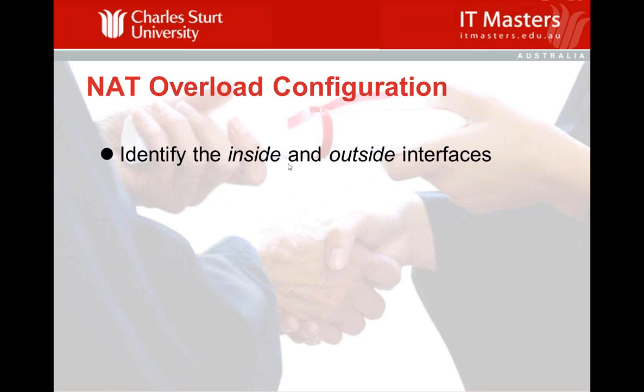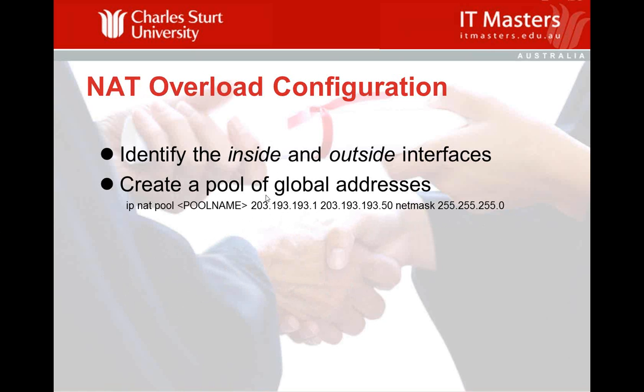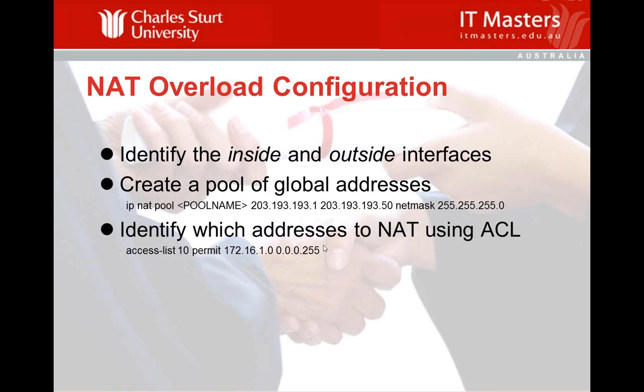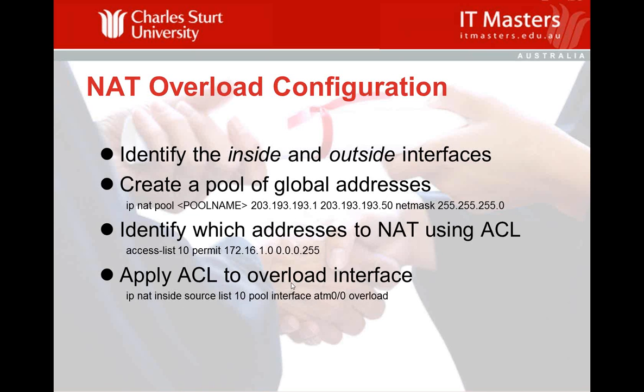And lastly, the NAT overload configuration. Again we have to identify the inside and outside interfaces, create a pool of global addresses, identify which addresses to NAT, and apply it to an overload interface. As you can see, the only difference is we use IP NAT inside source list 10 pool interface ATM 0/0 overload.